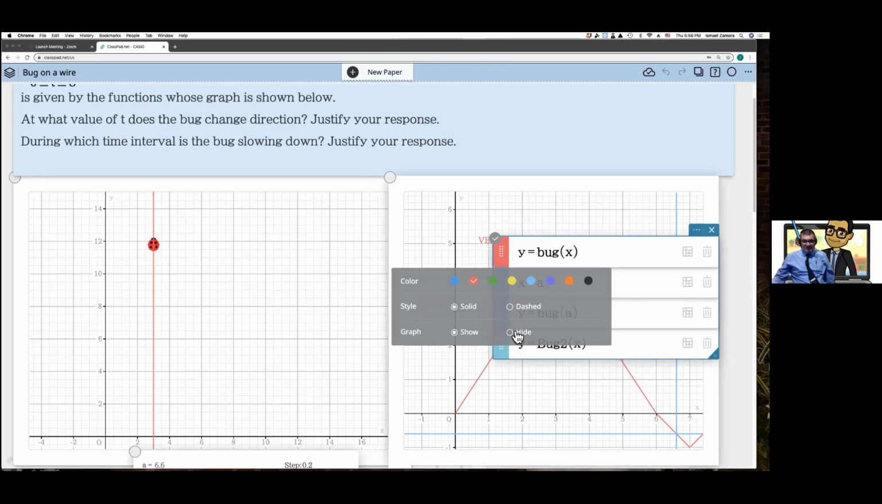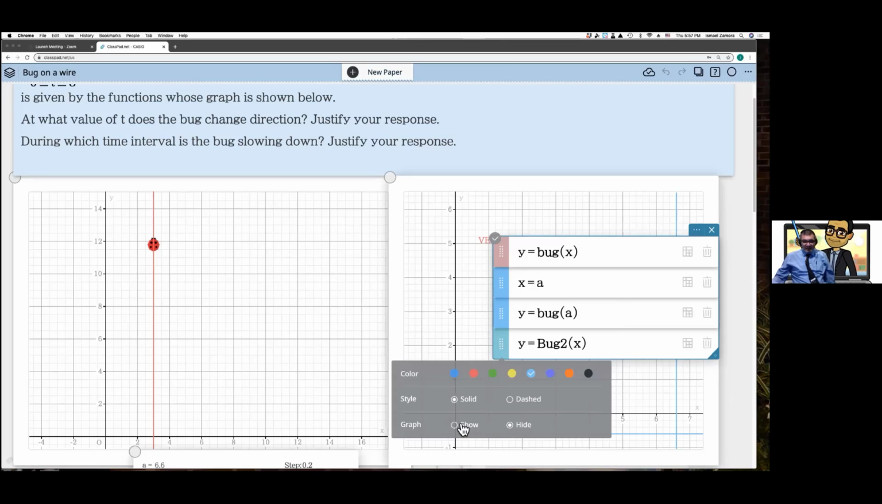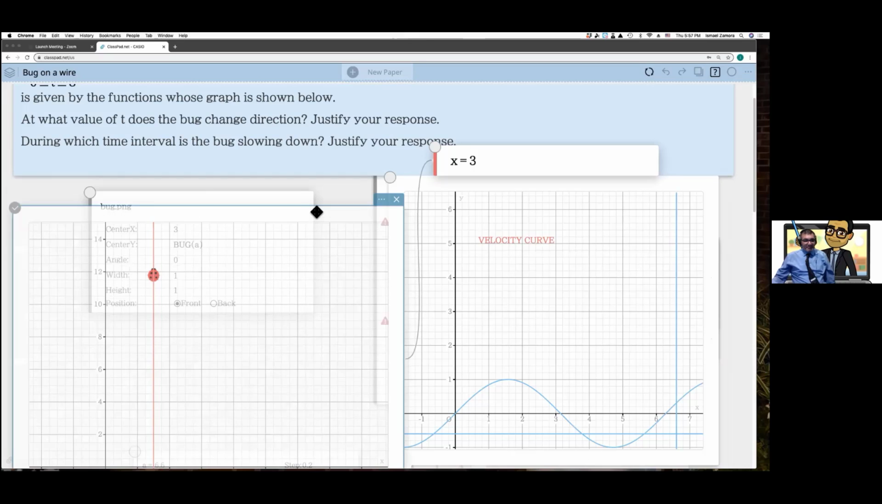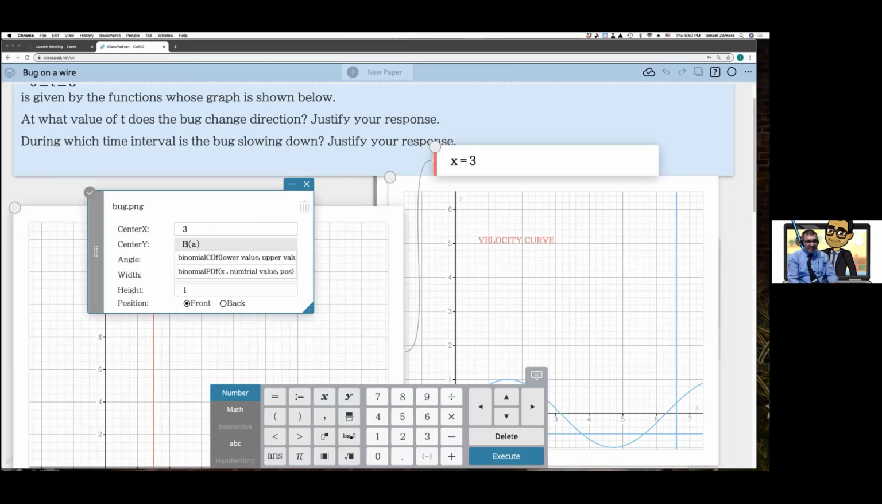So I'm going to turn off this first curve, because once the students think they have it, that's when you really have to hit them with something else. Hit them with something they haven't seen before. So I will turn on this one. So now we've got a bug that appears to be surfing. And this is called bug2.